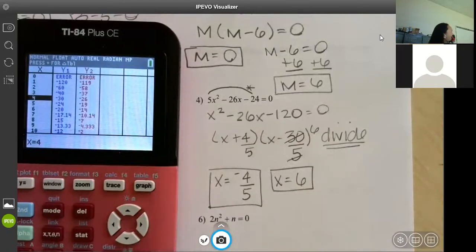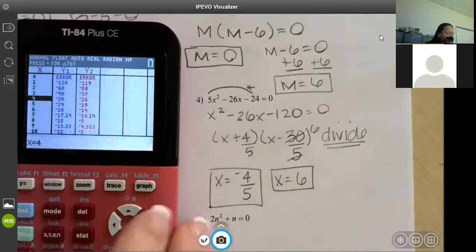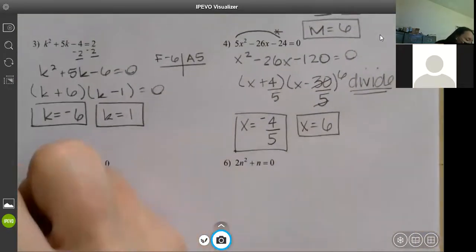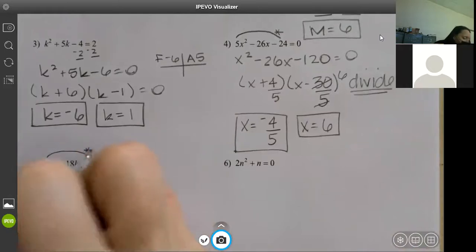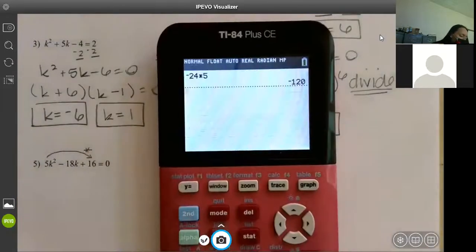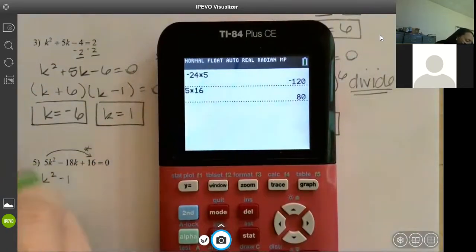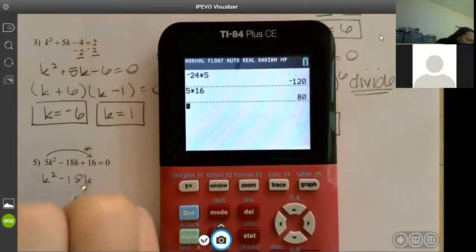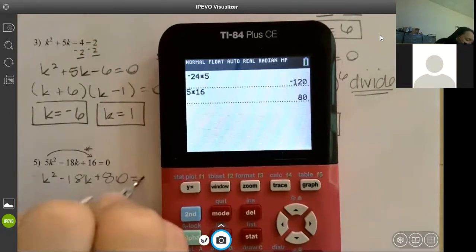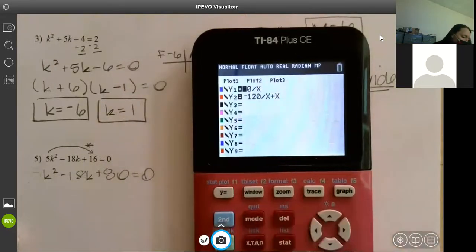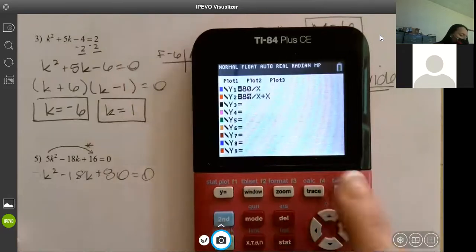Any questions? Everybody okay? All right. The next one is the same exact way. It's already equal to 0. We're going to slide and divide. 18 and 16 are not divisible by 5, so there's no GCF. We get k squared, minus 18k plus 80. If you already know the factors, use those factors. If not, just like we did before, we're doing factors of positive 80 that add to negative 18.